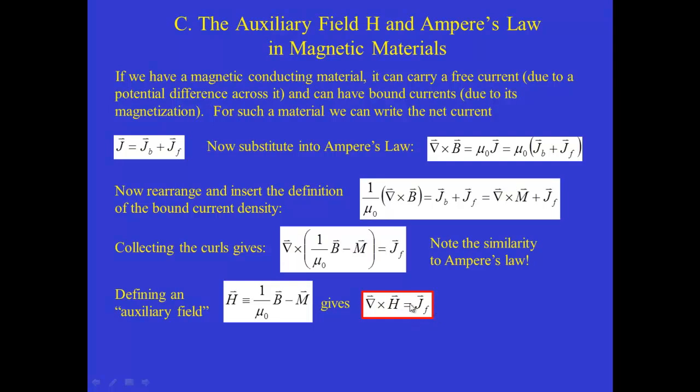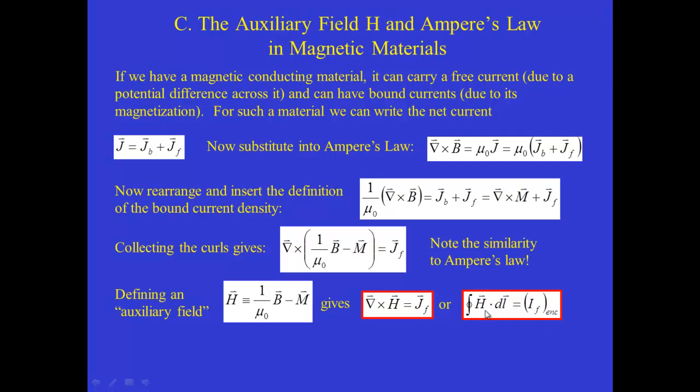And the reason that this is useful for magnetic materials is we have this field H that we can calculate through just a knowledge of the free current density. So all we have to know is whatever current flows through the material due to a potential difference. If we know that, then we can find this quantity H using the standard techniques of Ampere's law. And of course, when we have some sort of free current and we want to find H from it, usually we will use the integral form.